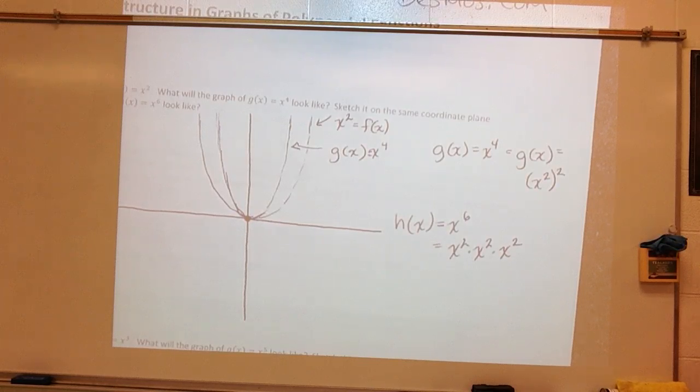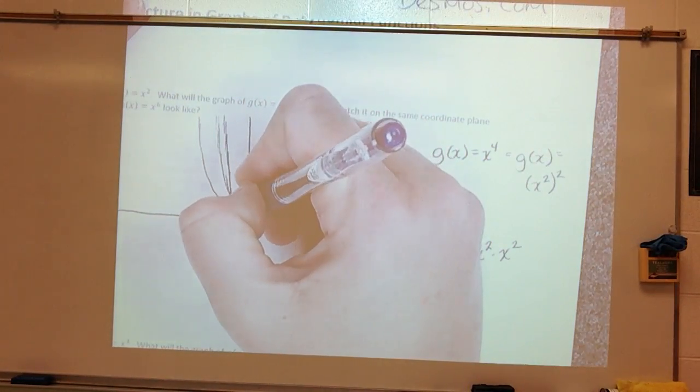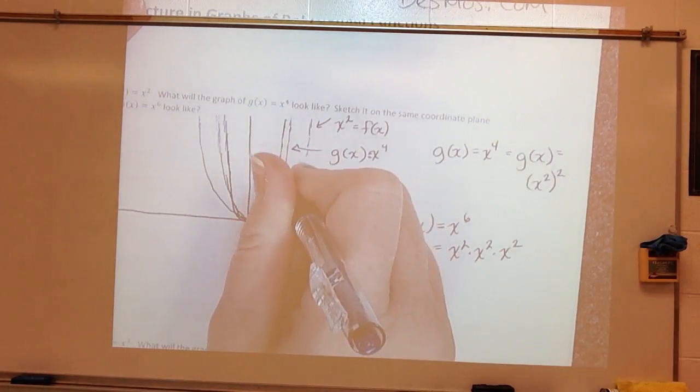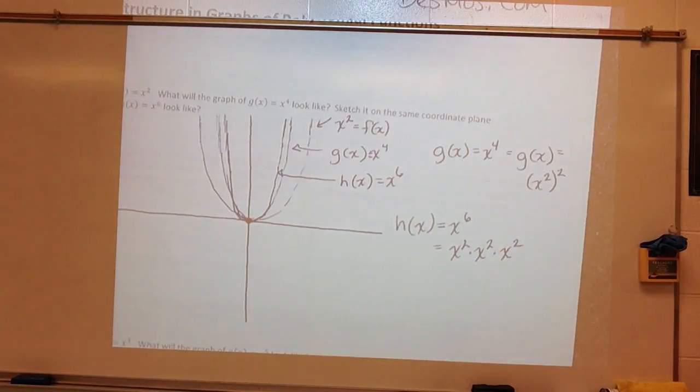But what do you think it's going to do? You think it's going to increase faster or slower? It is going to increase faster, but be even flatter near the origin. So it's going to look like this. So that third graph, h of x equals x to the sixth, is going to increase quicker, but it's going to give you a flatter base.